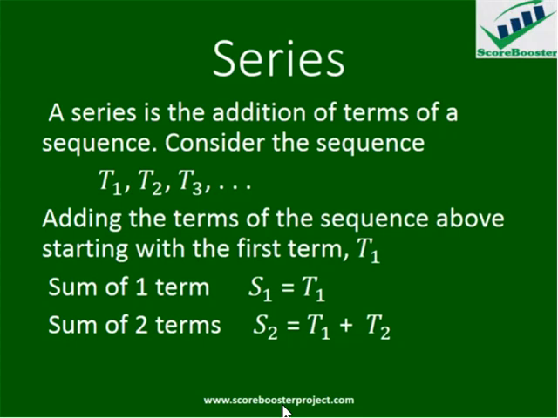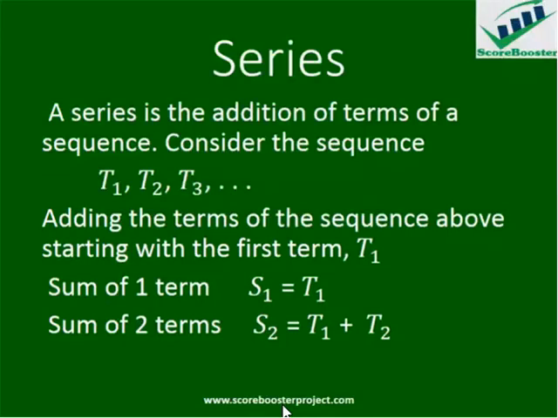Series. A series is the addition of terms of a sequence. Consider the sequence T1, the first term, T2, the second term, T3, the third term, and so on. Adding the terms of the sequence above, that is T1, T2, T3, and so on, starting with the first term T1. If you are very familiar with what a sequence is, you know that the first term is usually represented by T1, the second term is represented by T2, and so on and so forth.